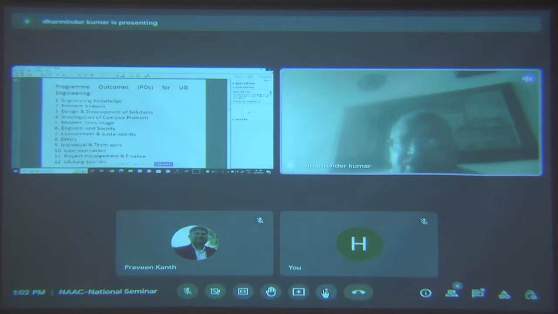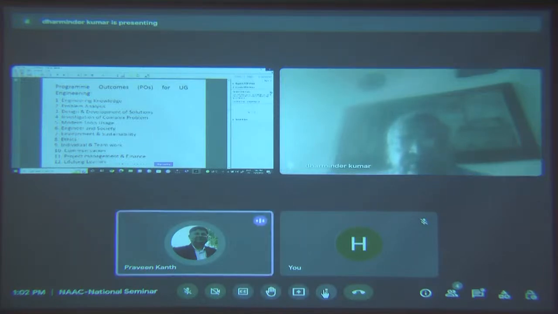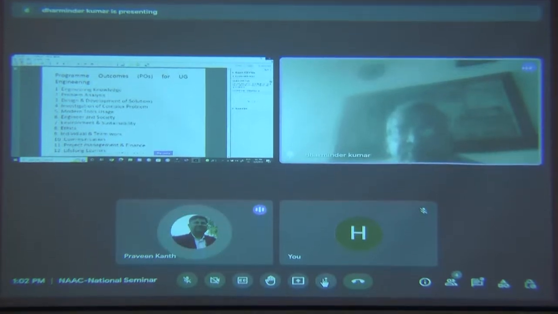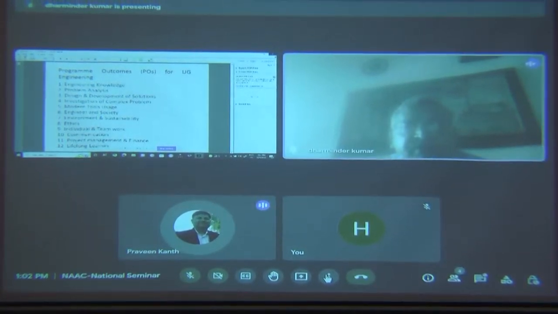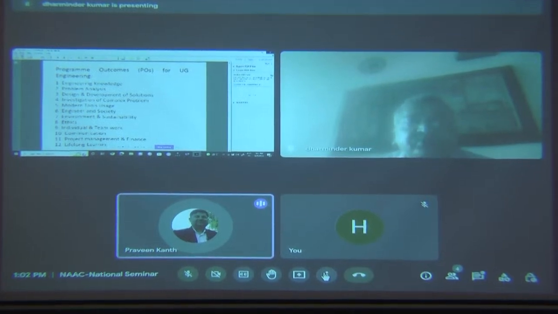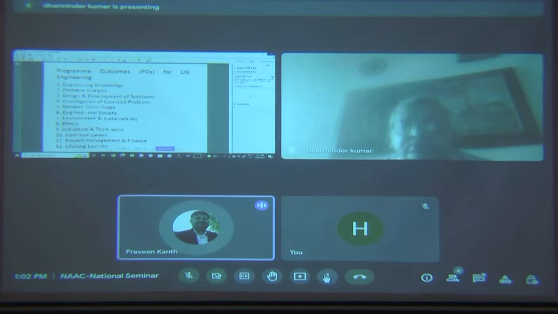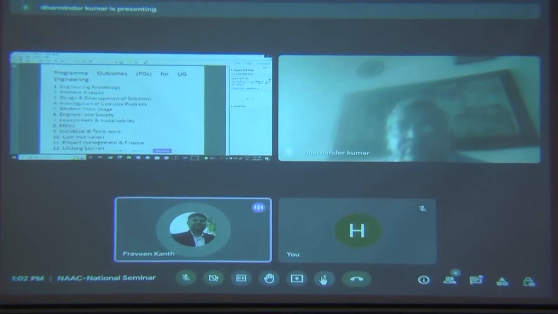Can anyone tell why these 12 are needed? Any of the teachers who understood this? Why these? Any of the teachers? Sir, these are defined by the Washington Accord. What is the purpose of the Washington Accord? That a student will achieve after completion of this program.